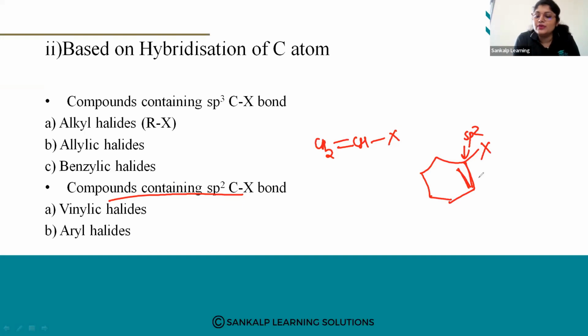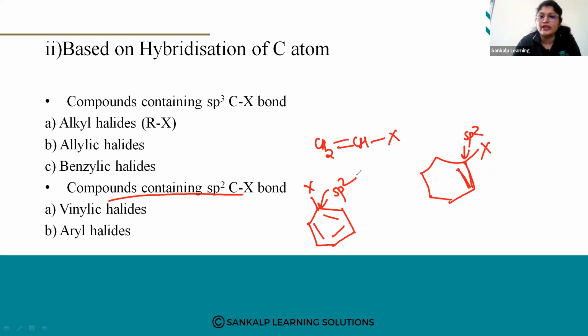In this compound, the halogen atom is bonded to an sp2 hybridized carbon atom of an aromatic ring. Directly the halogen atom is attached to the sp2 hybridized carbon of an aromatic ring, right? This carbon is part of the aromatic ring. So the compounds containing an sp2-CX bond are vinylic halides and aryl halides.